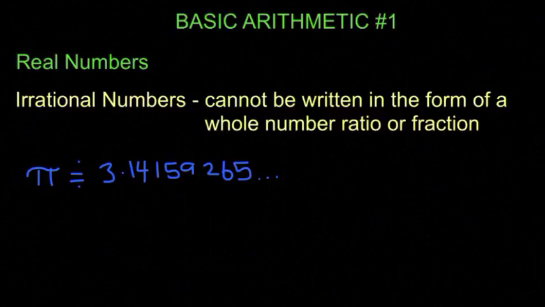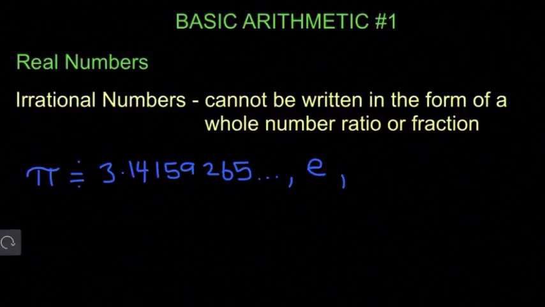However, the decimal places just keep on going on, and there are no whole numbers that you can express as a ratio or fraction that will give an exact value for pi. A similar number to pi with these properties is the natural number, which is represented by the letter E.